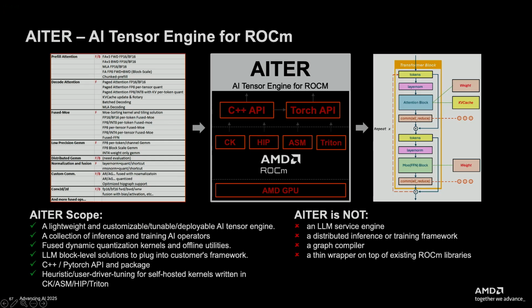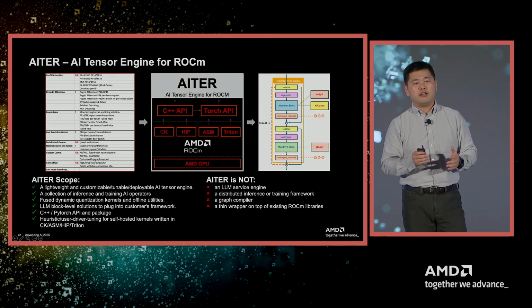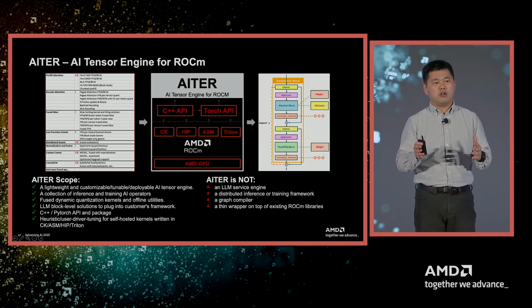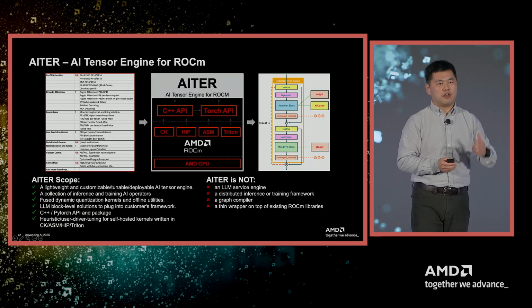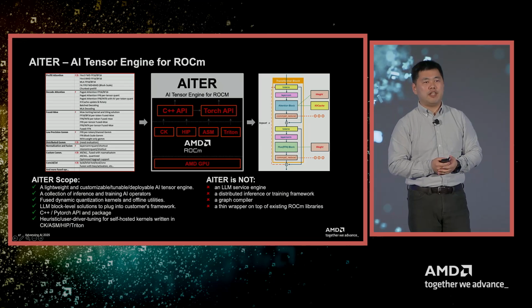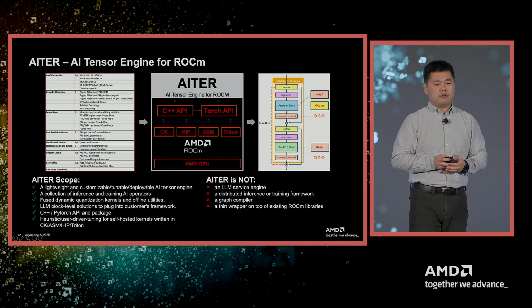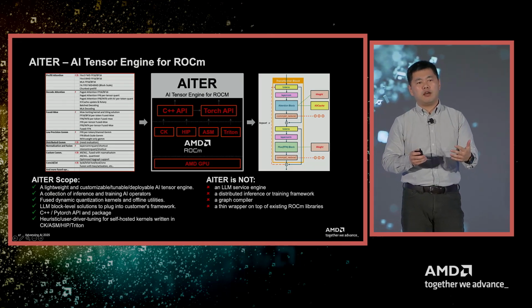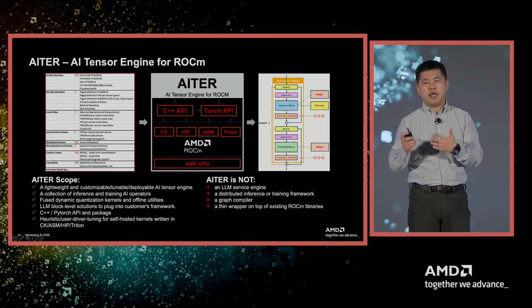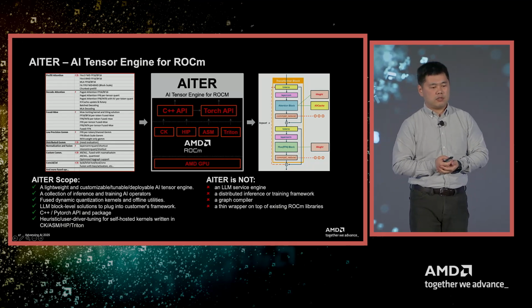So today you saw Dr. Lisa Su's announcement on MI350, and actually all the high-performance kernels were developed using AITER harness and all in public. So you can go there. If you have access to MI350, you can run those workloads today. So that's our vision for AITER: to be a fast-evolving vehicle for AMD to deliver the best-in-class AI operators for you as developers.